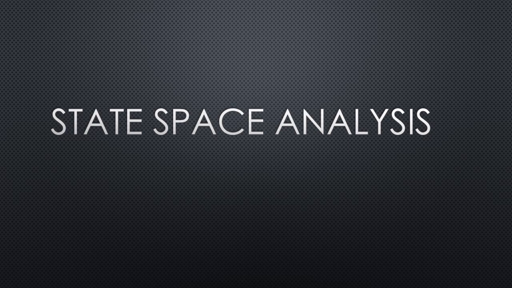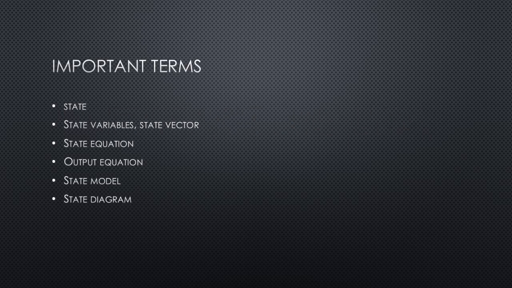This is the second video regarding state space analysis. In this video we are going to see some important terms related to state space analysis. So the terms we are going to discuss are: what is meant by state of the system, what is meant by state variables and state vector, what is meant by state equation, what is meant by output equation, what is meant by state model, and what is meant by state diagram. So all these terms we are going to see in this video.